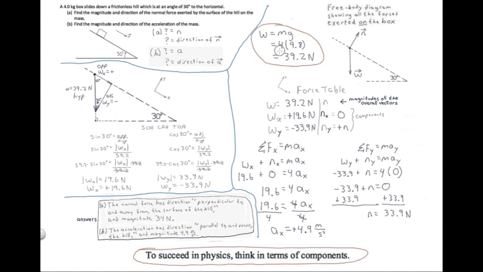We determined that the weight of this box was 39.2 newtons. Where did we substitute the 39.2 newtons into our Newton's second law equations? Answer: we did not substitute 39.2 newtons into the Newton's second law equations. Instead, we used SOHCAHTOA to break the 39.2 newton weight force into components, and then we substituted the x and y components of the weight into our Newton's second law equations.